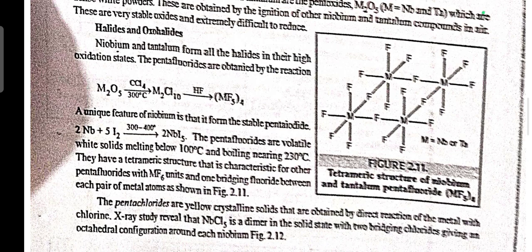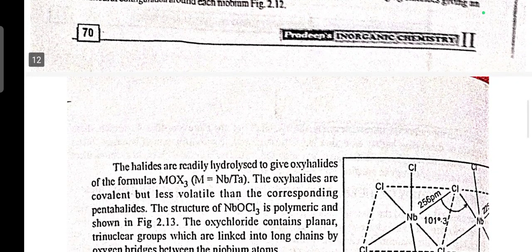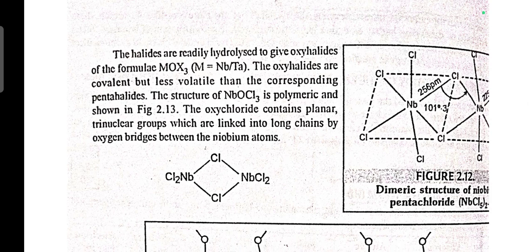The pentafluorides are volatile white solids melting below 100 degrees Celsius and boiling near 230 degrees Celsius. They have a tetrameric structure that is characteristic of other pentafluorides, with MF6 units and one bridging fluoride between each pair of metal atoms. The pentachlorides are yellow crystalline solids that are obtained by direct reaction of the metal with chlorine. X-ray study reveals that NbCl5 is a dimer in the solid state, with two bridging chlorides giving an octahedral configuration around the niobium atom. The halides are readily hydrolyzed to give oxohalides of the formula MOX3.